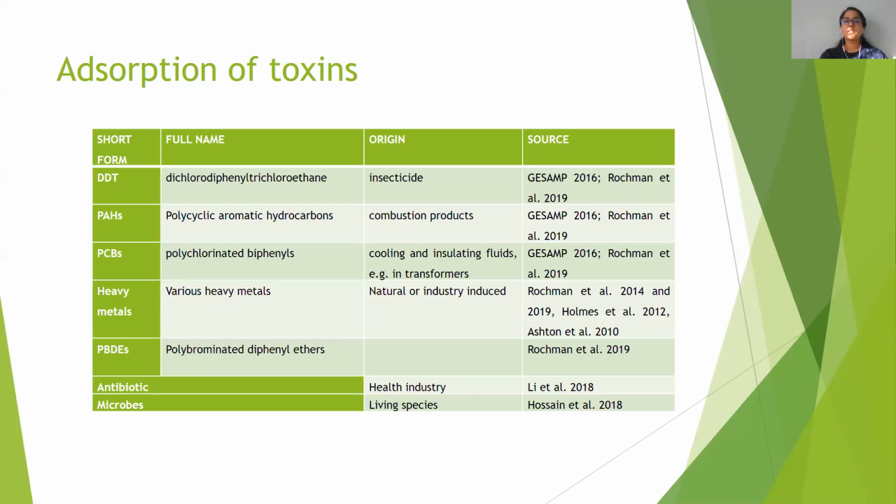So we looked at different types of toxins, and this is taken from various studies. I'm not going to say these names, they are really big and really complicated to say, but we are all familiar with PCBs, PAHs, we know them, heavy metals. It was found that they all adsorb to microplastics. And then there's also a study that shows that antibiotics and microbes also adsorb to microplastics.